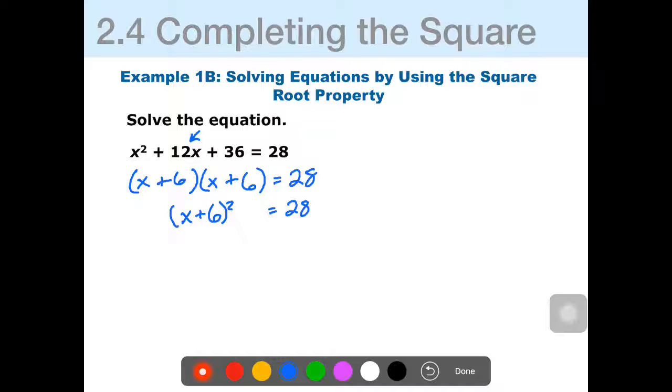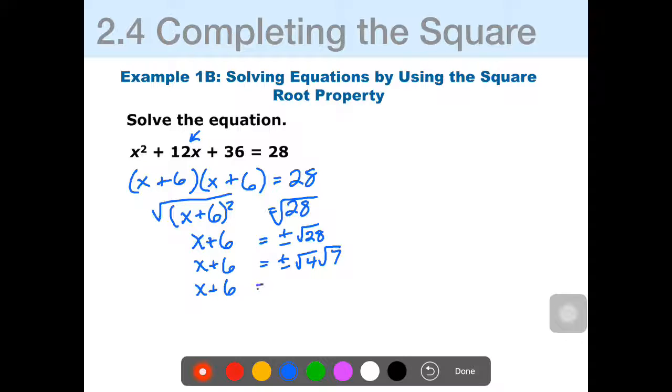And now I could take the square root of both sides. And I would get x plus 6 could be equal to the positive or negative square root of 28. And I still need to simplify all this. I'm first going to simplify the square root. I can break 28 into 4 and 7. 4 is a perfect square there. And so I would get plus or minus 2 times the square root of 7.